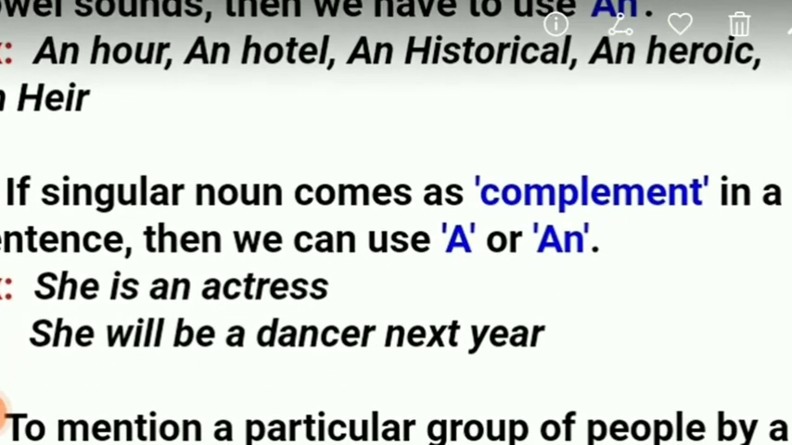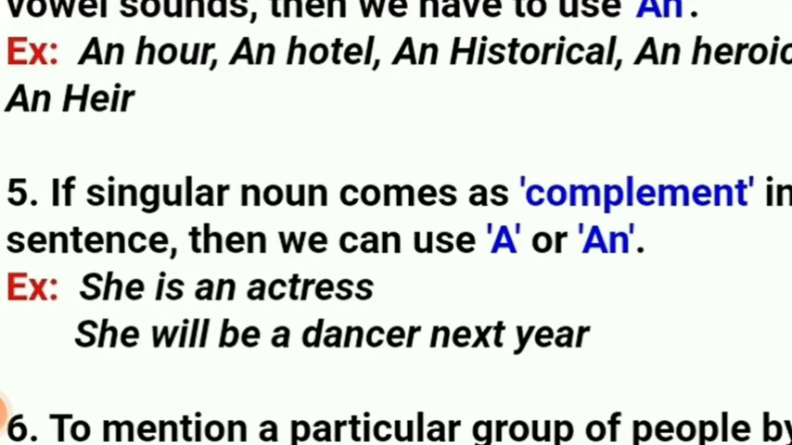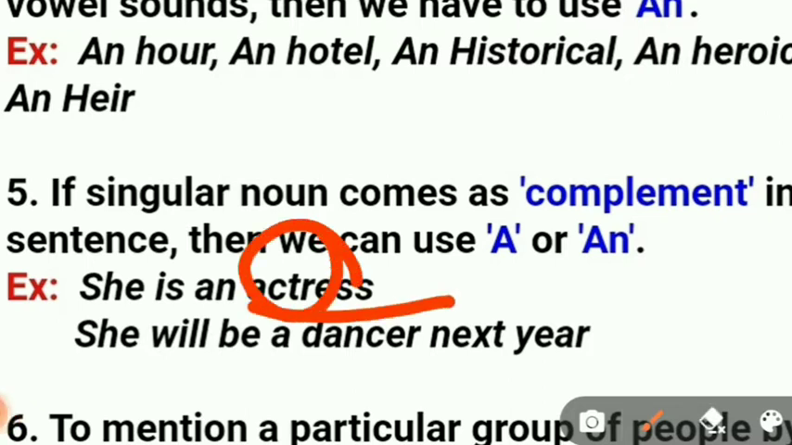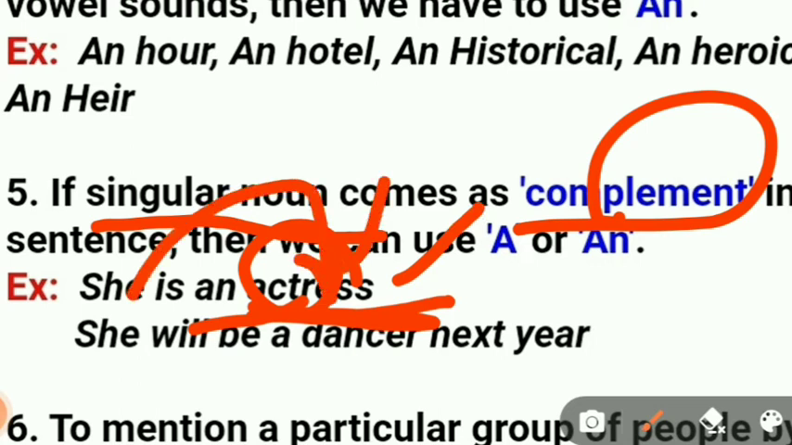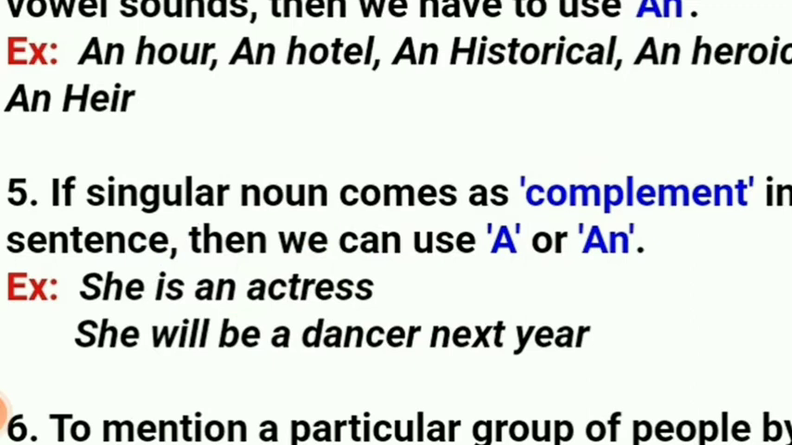Next, if a singular noun comes as a complement in a sentence, then we can use a or an. She is an actress. Here actress is a singular noun, and it is a complement. She will be a dancer next year. Dancer is a singular noun, but it is in a complement.